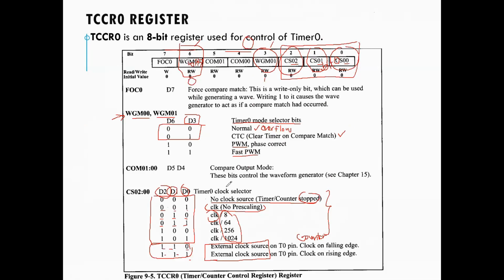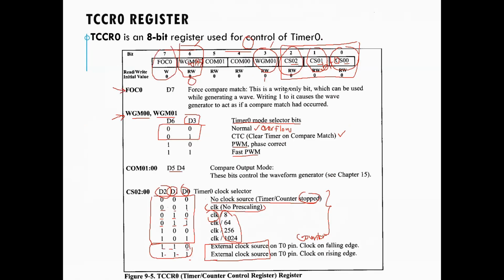Okay, and then for D4 and D5, bit 4 and bit 5, here we want to see what the value is for the compare output mode. And then for bit 7, that is here, FOC, force compare match.